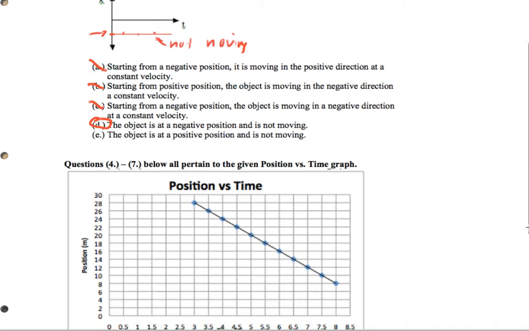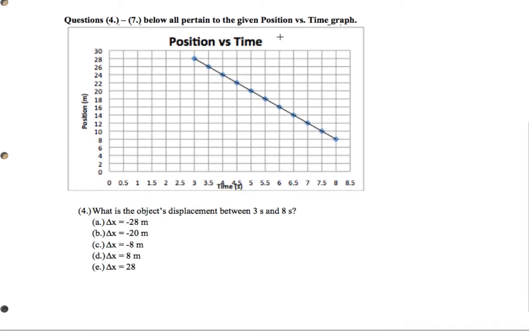Then for number 4, we want to get the displacement between 3 and 8 seconds. So that's going to be the final position here, which looks like I'm at 8. And the initial position here is 28. And displacement is x final minus x initial, which is going to be 8 minus 28. So I'm going to get a displacement of negative 20 when I work this one out.